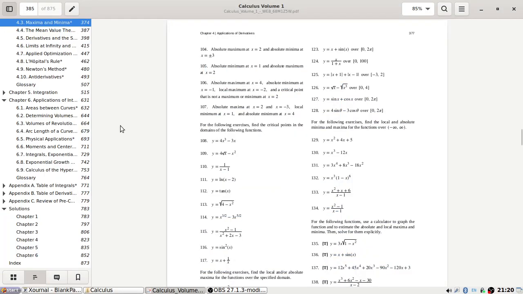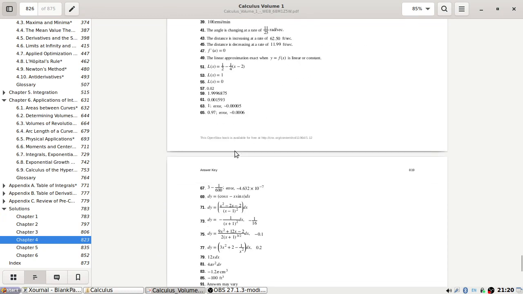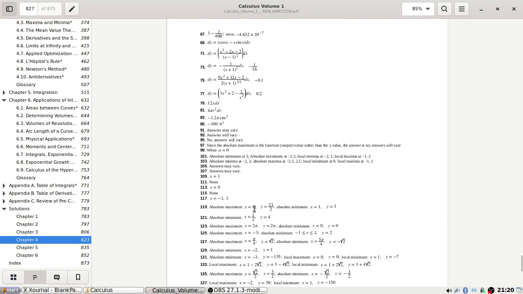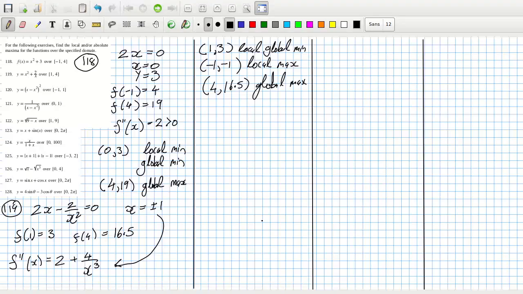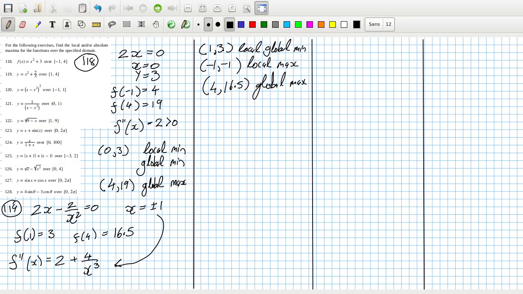Let's check the answers if we can. It's 119. Absolute max at 4. Yeah. And absolute minimum at 1, 3. But oh, I forgot the range is 1, 4, so this one is not permitted. Did I make that mistake last time? Minus 1, 4. 0, 3 is okay, and 4, 19 is okay. Yeah, just got to be careful with that.